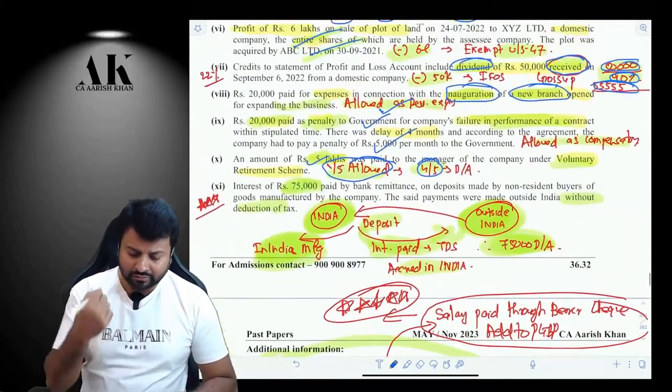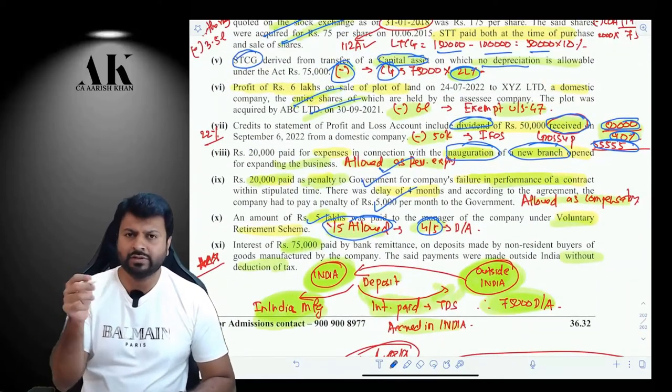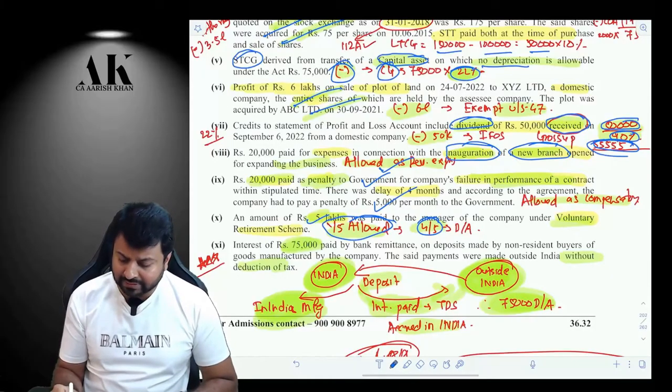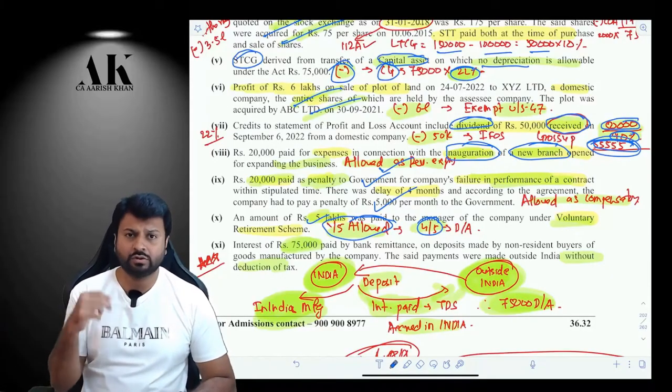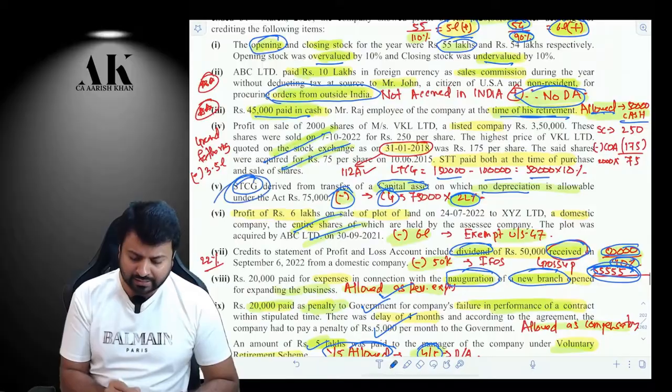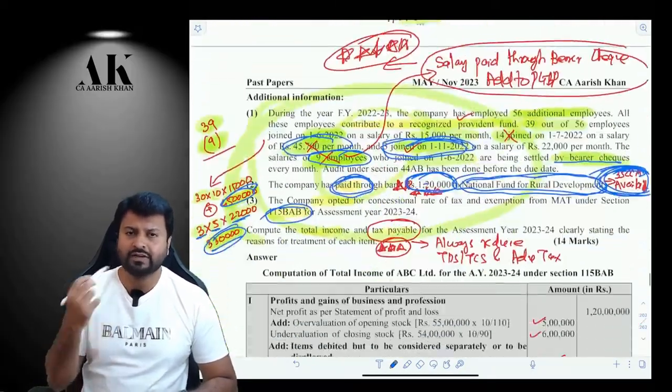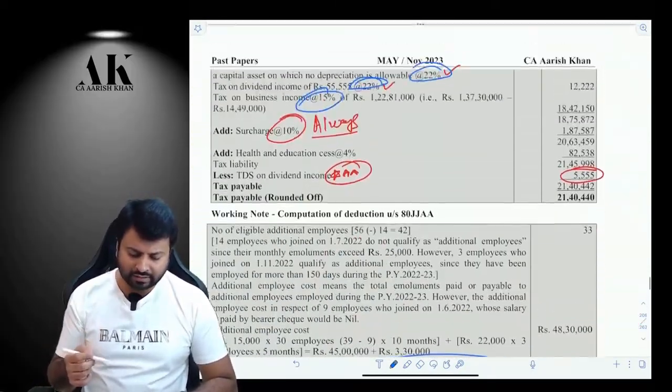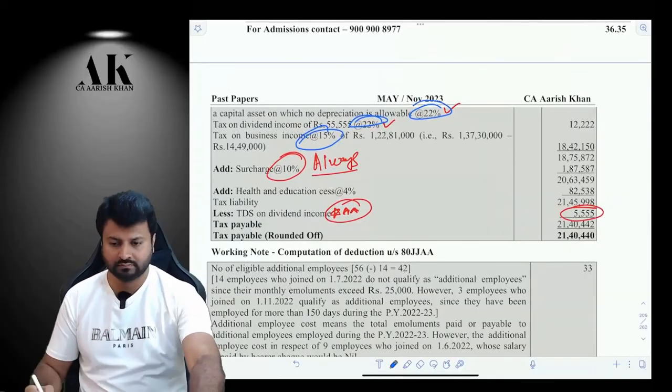Last but not least, you have to compute tax. The manufacturing income will be subject to tax at 15%. This dividend income, which you have to gross up first, will be subject to 22% tax, and the short-term capital gains will also be subject to 22% tax. After that, you have to apply 10% surcharge and you will get your income tax. You can check it over here once if you want.